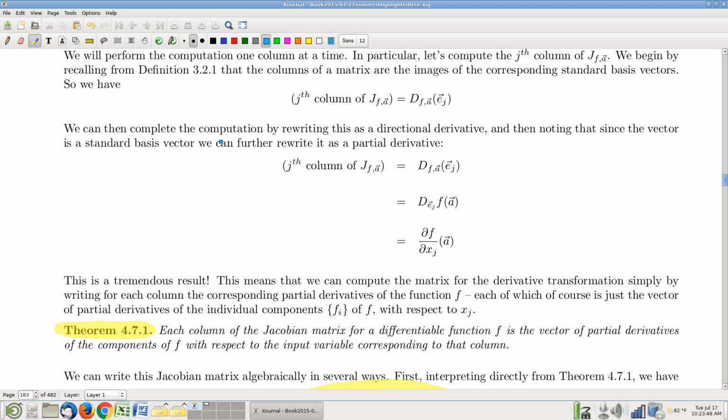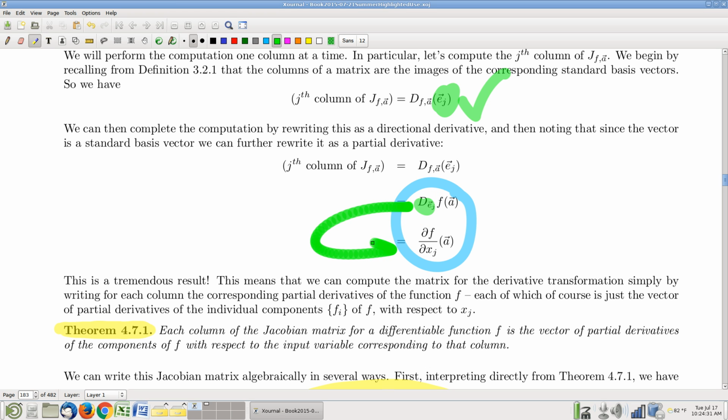And let's do that. Well, the derivative transformation computes directional derivatives. If our function is differentiable, we know that what that derivative transformation does is compute directional derivatives. This is not just any directional derivative. This is a directional derivative where my velocity vector is a standard basis vector. Of course it's a standard basis vector. I'm looking for columns. Columns are images of standard basis vectors. So this being a standard basis vector makes that a standard basis vector, which means, in fact, I'm computing a partial derivative.